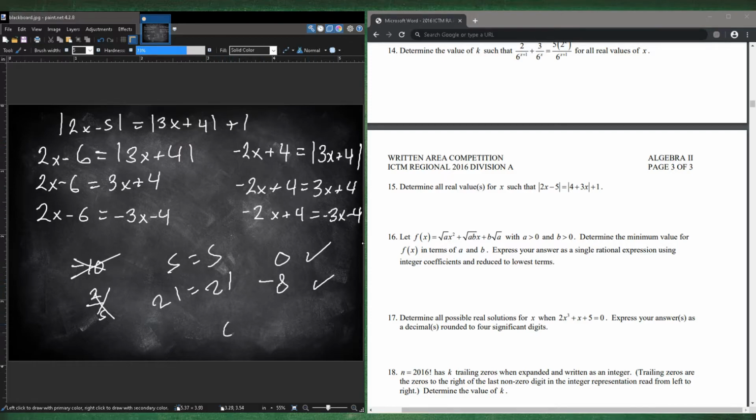So both of the answers are 0 and negative 8. Those are the only answers. I usually just write 0, comma, negative 8. So that's your answer for number 15.